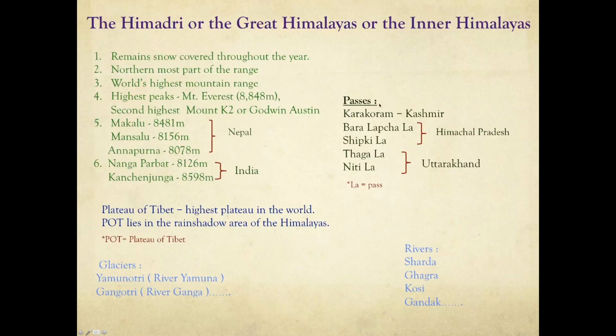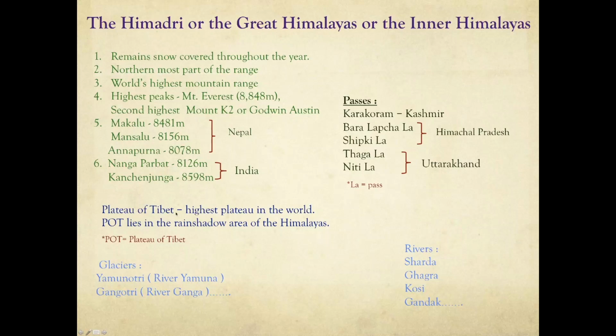Some passes. I hope you know what passes are. Karakoram Pass, that is in Kashmir. Bara Lapcha La, that is in Himachal Pradesh. Shipki La in Himachal Pradesh. Thangla and Niti La in Uttarakhand. La in the local language means pass. People used to call these La instead of calling it pass, as Shipki La instead of Shipki Pass, Thang La instead of Thang Pass.